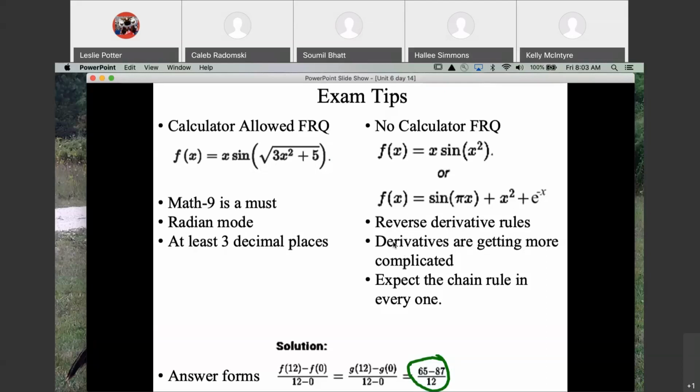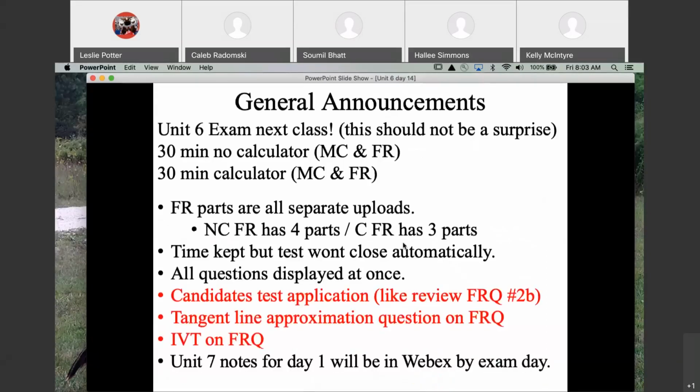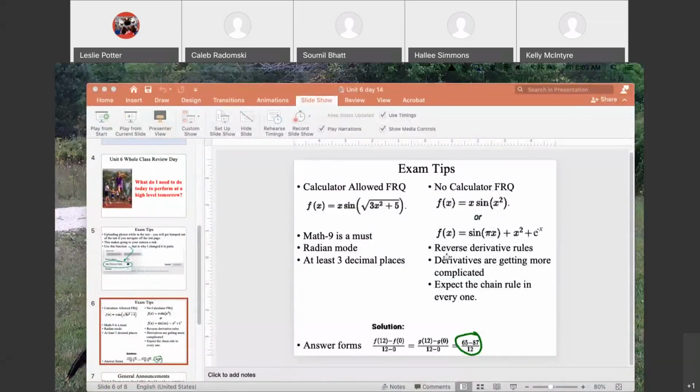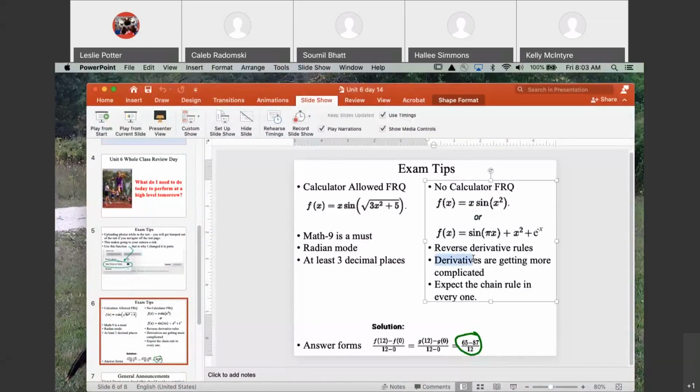I should have said integrals are getting more complicated. Expect it, and I do want to change that because that's all pertaining to last unit. How about antiderivatives? Antiderivatives are getting more complicated. Expect not the chain rule, but expect what? What's the integration equivalent to the chain rule?